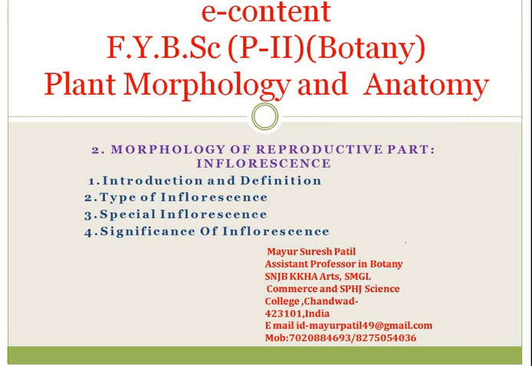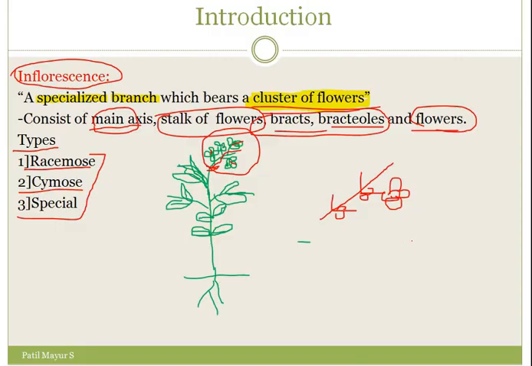Up till now we have started the second topic, the morphology of the reproductive part, and we are studying inflorescence. We studied the introduction, how the plant grows, and the vegetative and reproductive parts. Inflorescence is a group or cluster of flowers, consisting of the main axis, flowers, bracts and bracteoles. It is divided into three types: racemose, cymose, and special type.